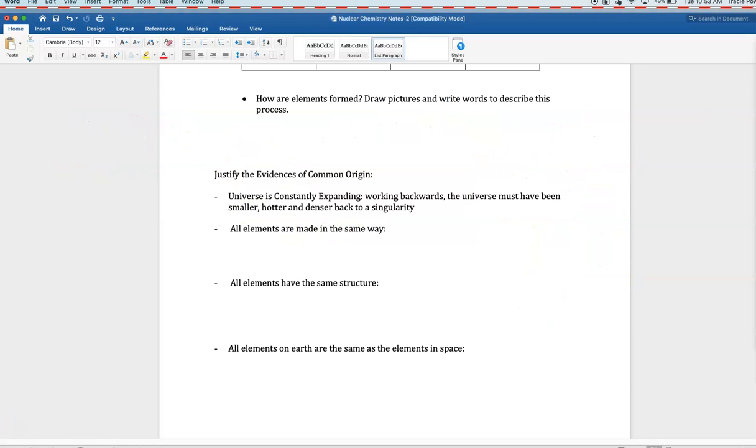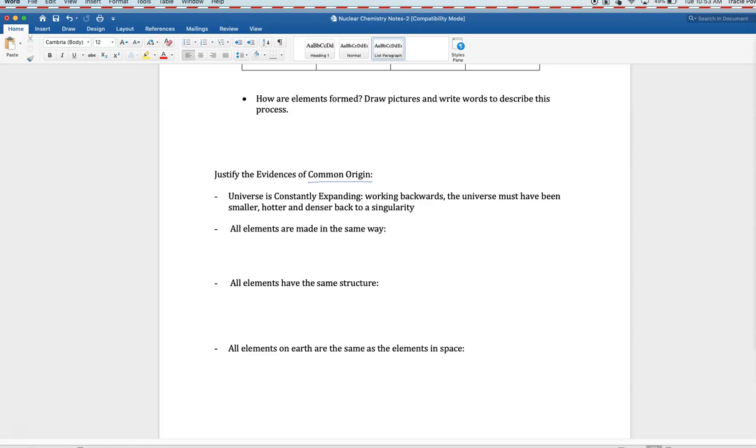All right. So a lot of the things that happen in the universe lead us to believe that we have a common origin. A common origin means that all of our stuff that we have now, matter, people, all that stuff, started from one place and then spread out, okay?